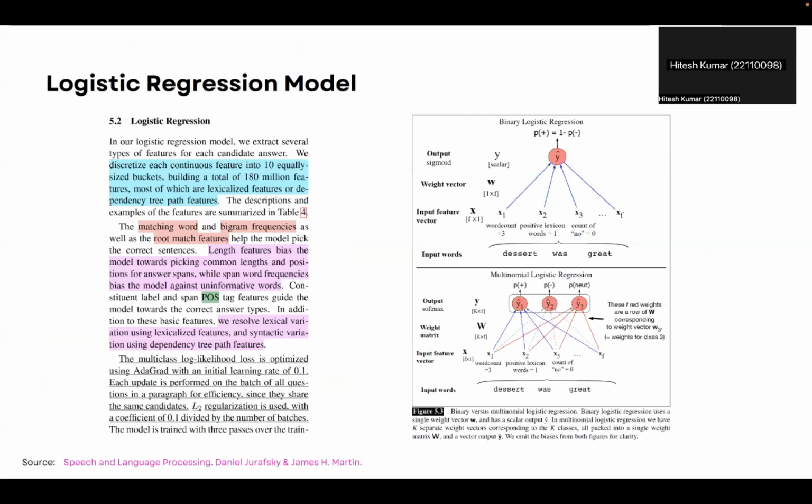So here you can see the basic example of a logistic regression model. As we know, we have continuous features, so first of all we discretize those continuous features into 10 equal-size buckets, and there turn out to be 180 million features, most of which are lexical features, and the output is mostly dependent on those lexical features. If we remove those lexical features, the output will not be that correct.